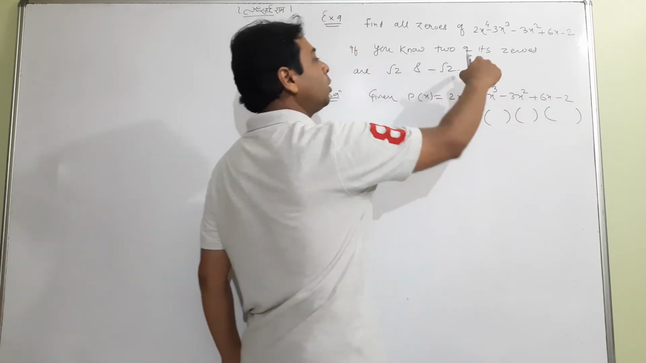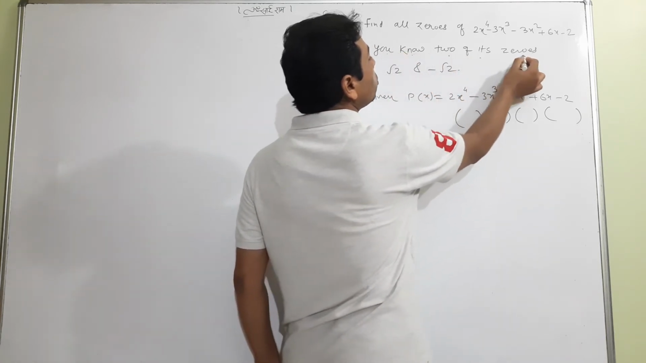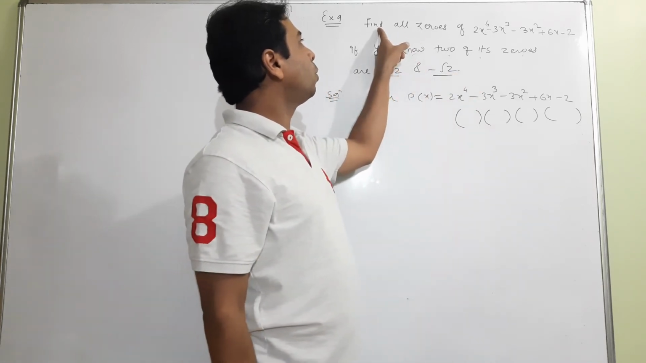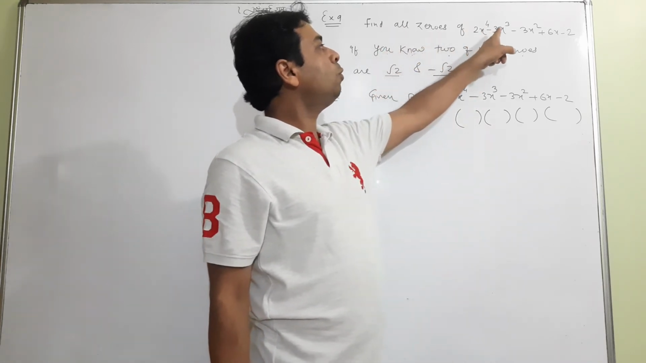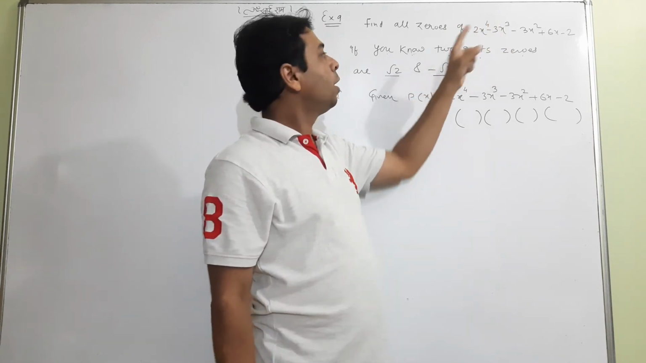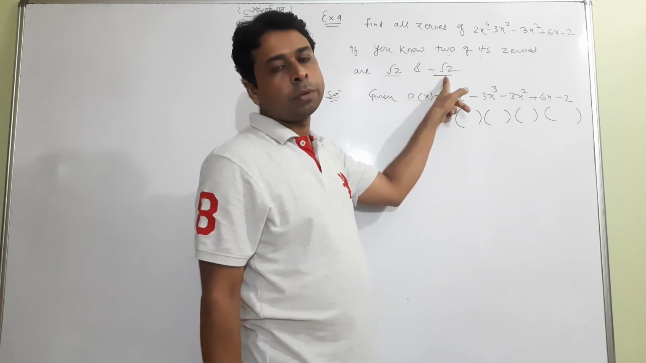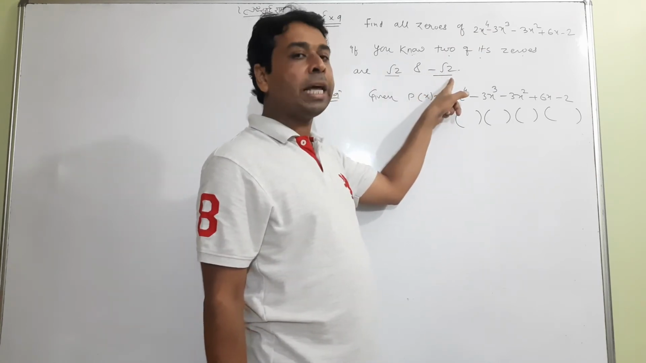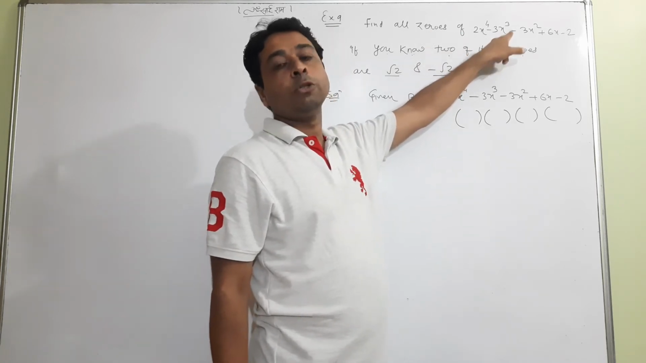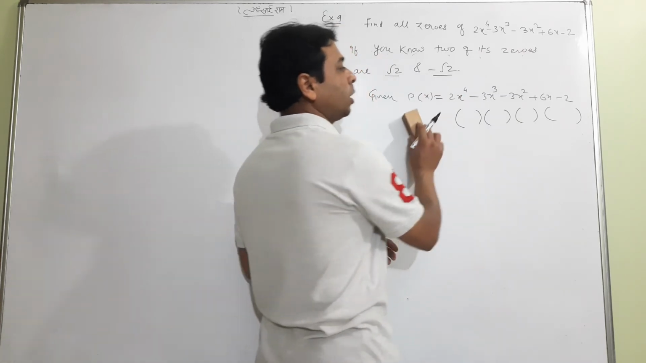But read the question comfortably. You know 2 of its zeros, which are root 2 and minus root 2. What are we told? Find all the zeros. We know it has power 4, meaning it contains 4 zeros. And for comfort, these two are already given. Root 2 and minus root 2, what are they? They are the zeros of the polynomial, meaning 2 zeros are already given. So the rest 2 zeros we have to find out. So how can we find them, that is the major thing.